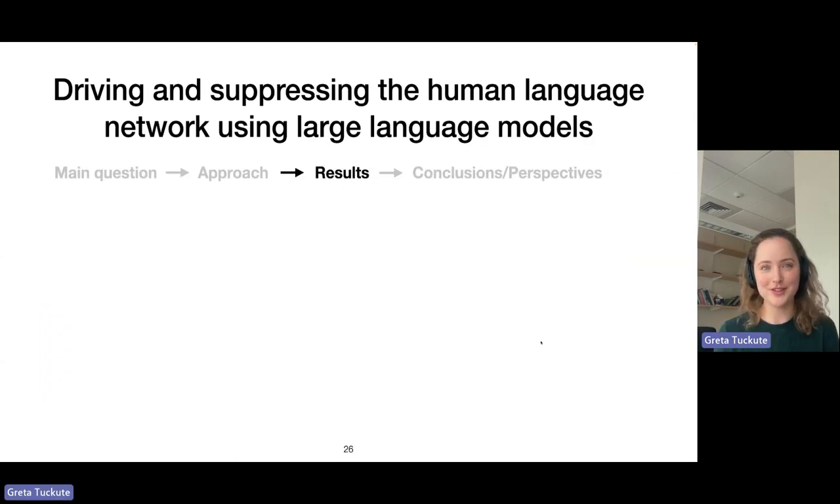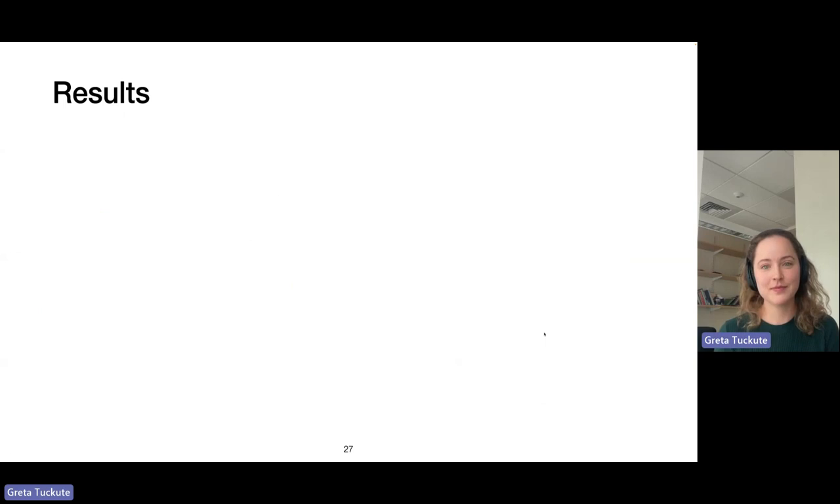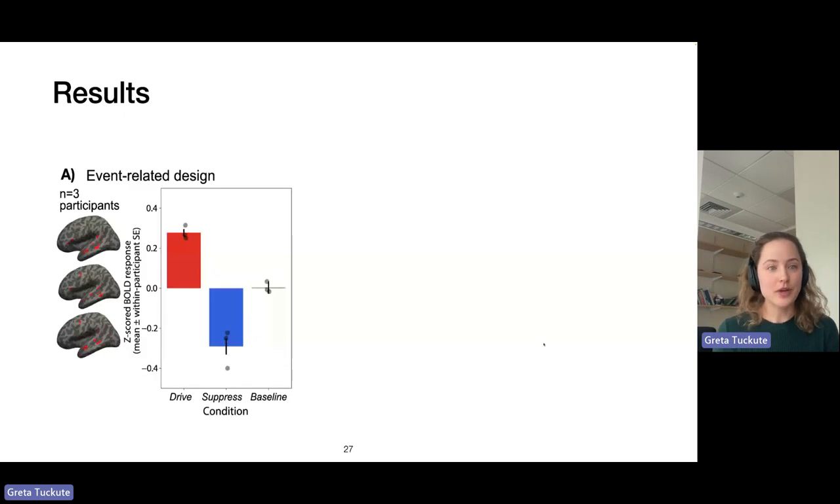Great, so now let me move on to the results. Here, I'm showing the condition level responses to the drive sentences in red and the suppressed sentences in blue and the baseline over here. And we collected these responses in three new participants to these 1,500 sentences in total. And the y-axis shows the z-scored BOLD response. And as we can see, as predicted, our drive sentences elicit strong responses in the language network, and our suppressed sentences manage to actually suppress the activity in this network.